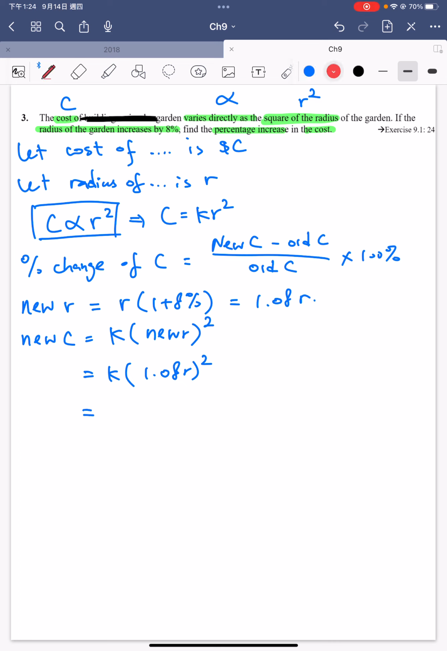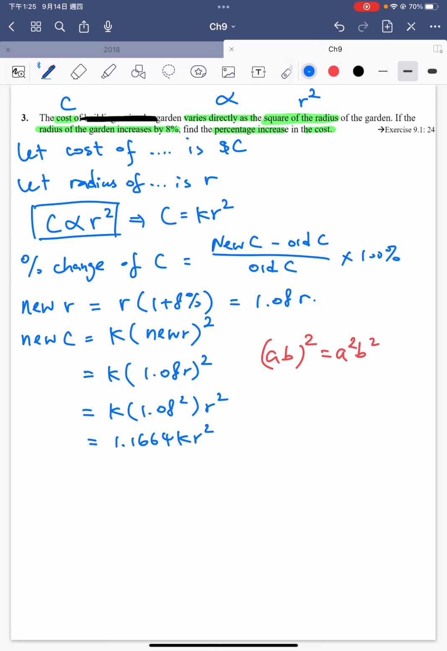Then using our formula, (AB) to the power of 2 is equal to A squared B squared, to expand the bracket, we can have K times 1.08 squared times R squared. Then this is our new C, and I think this is equal to 1.1664 KR squared.